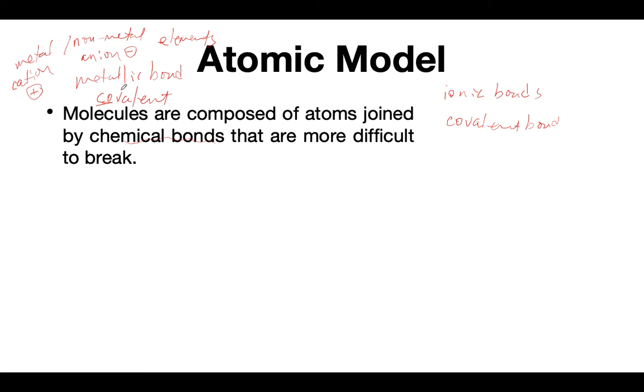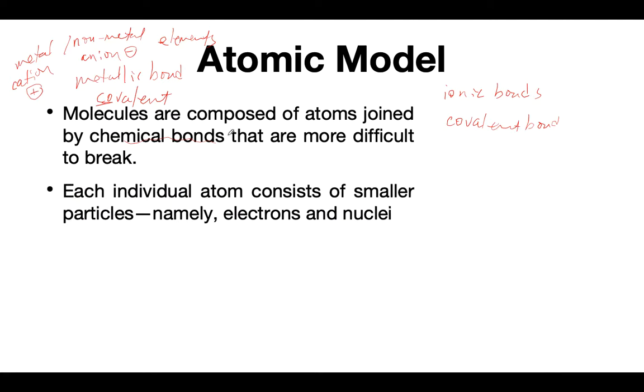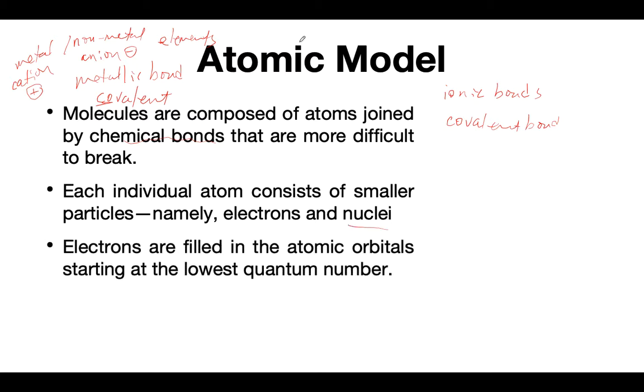Now, a metallic bond is basically formed by the metals, like we have all kinds of metals. That will be the metallic bond, and this will not be the focus for this class. Now, each individual atom consists of smaller particles, basically electrons and nuclei. If you check the periodic table, you know that each element contains a different number of electrons, and so there's a different number of protons.